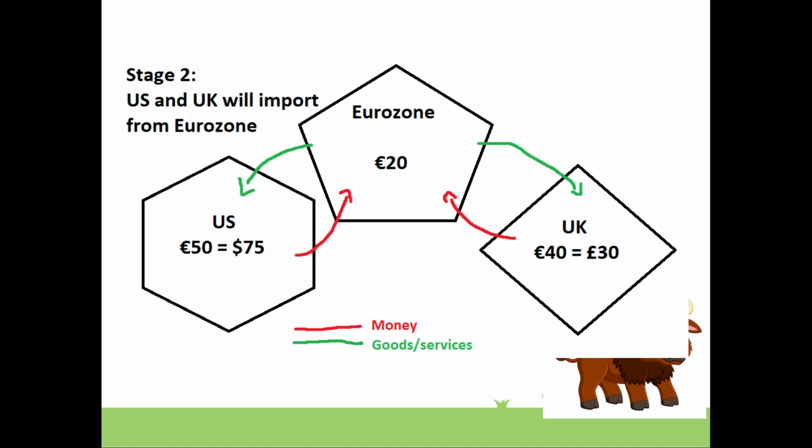So here we have an example. You see that the red flows are money going into the Eurozone, and the US and the UK will import the fur. That's why the green colored arrow is going towards them, and they have to pay us, of course. As you can see, prices are different, so they will get different amounts of fur for different prices.